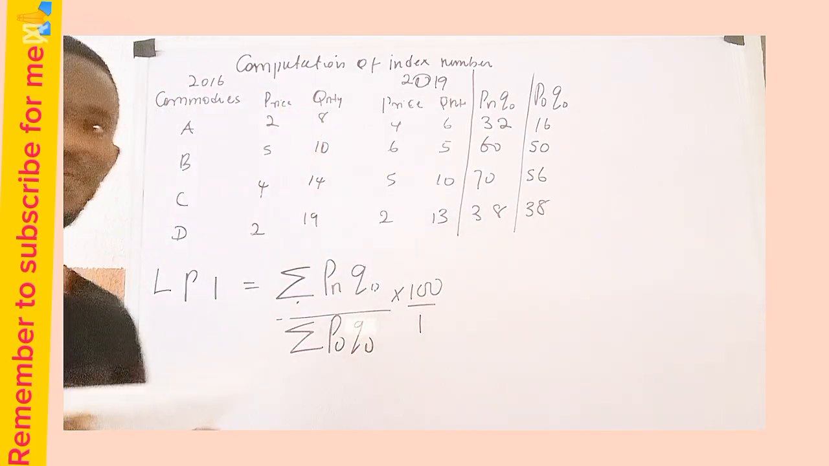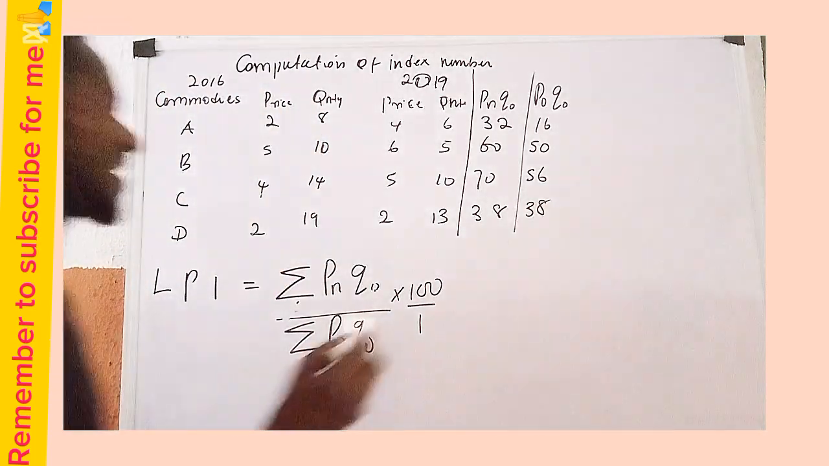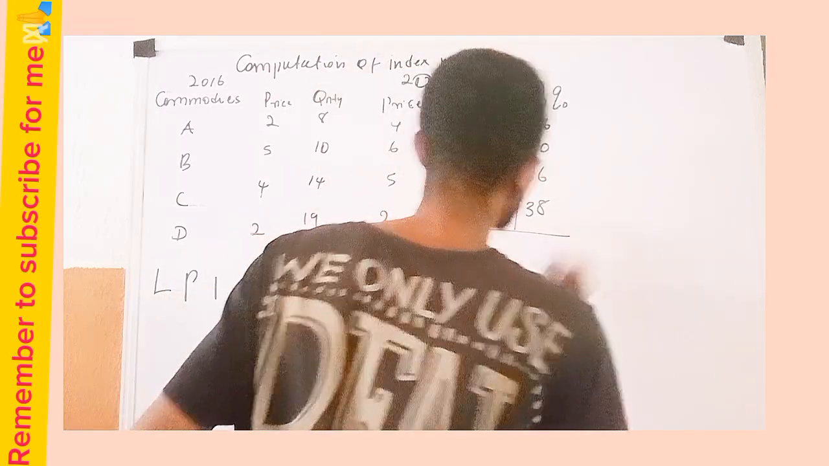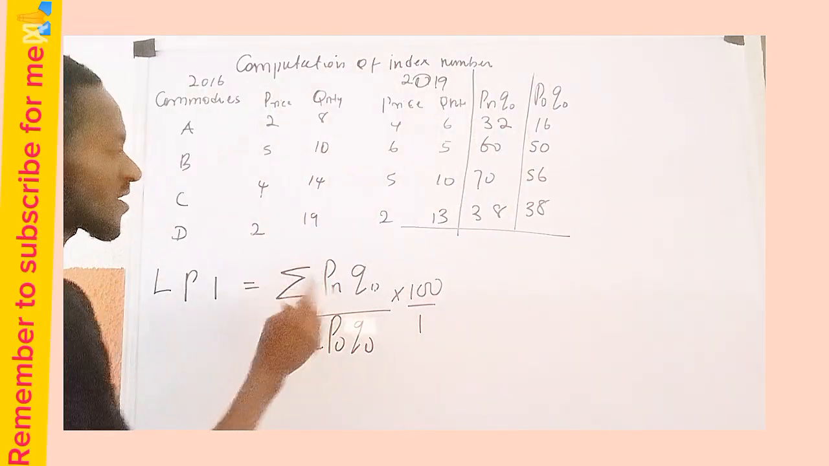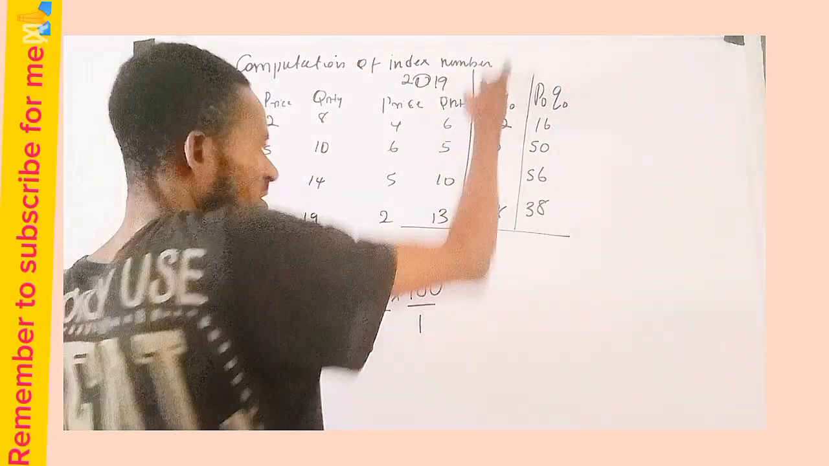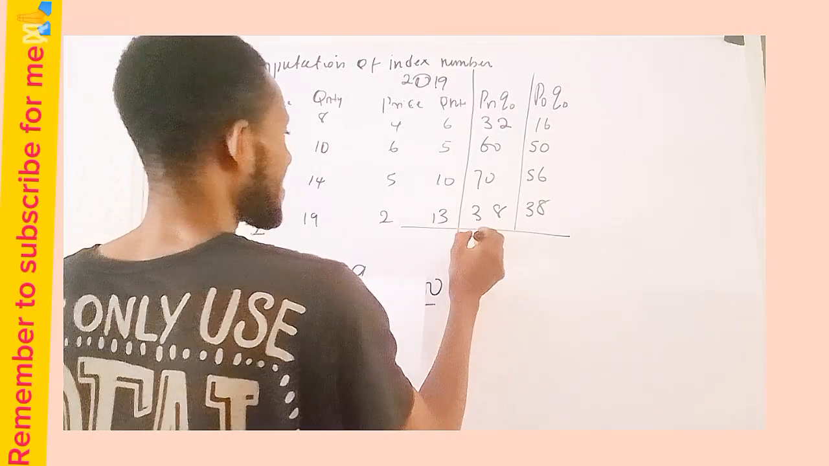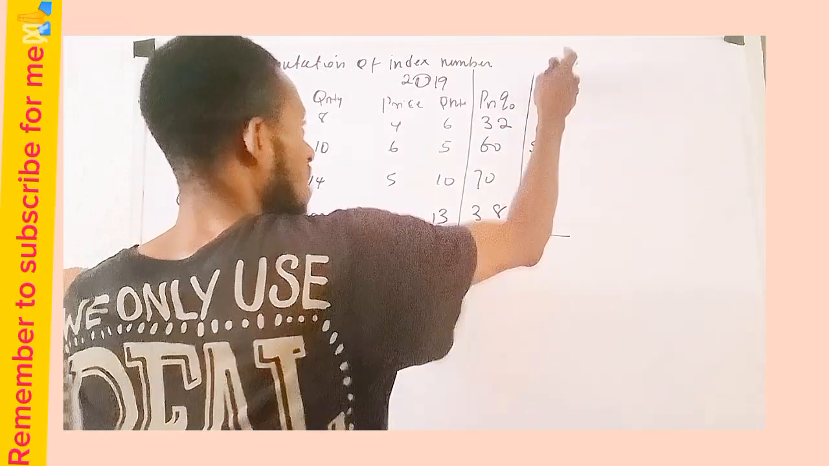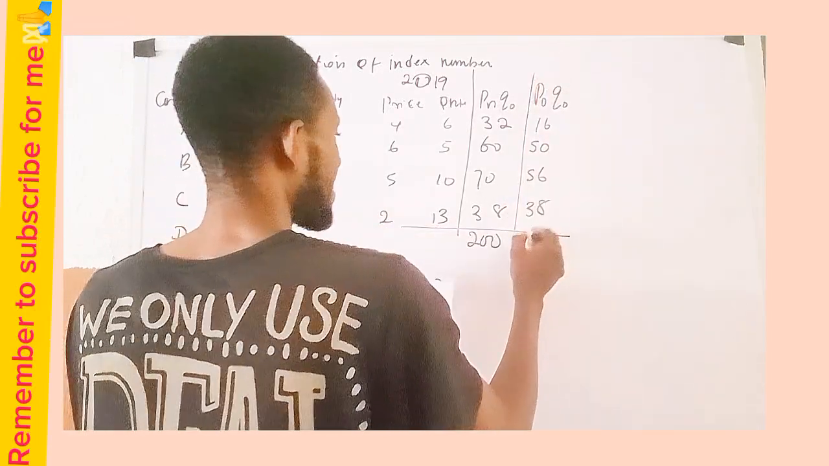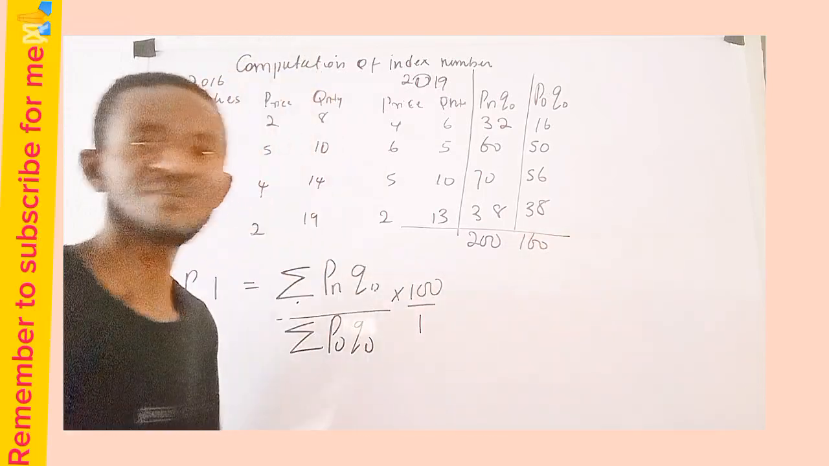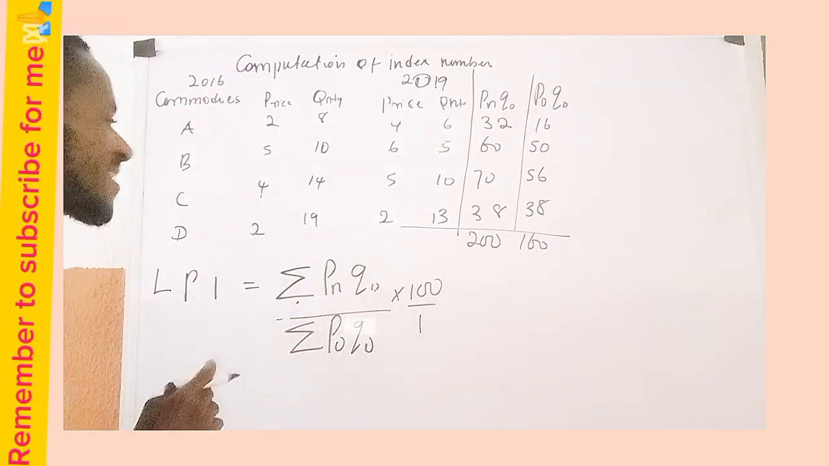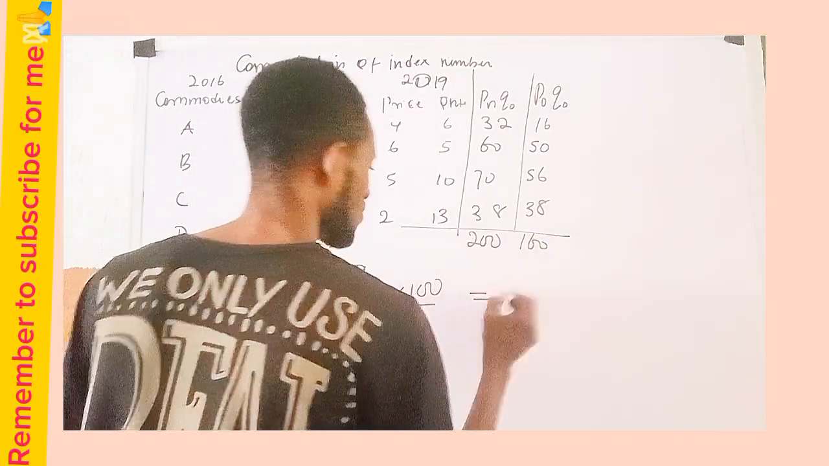That one is taken care of. So we now go ahead. Let us sum the whole of this, because this sum here is talking about summing the whole of this. When we sum the whole of this, what we had here was 200. When we sum the whole of this, what we had here was 160. So for us to calculate this last pair, this is now equals.